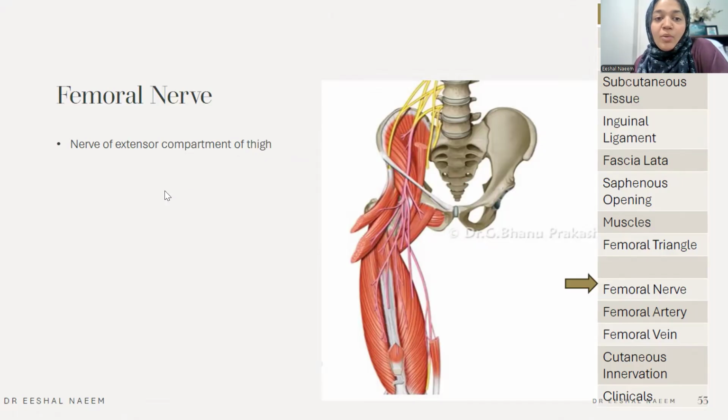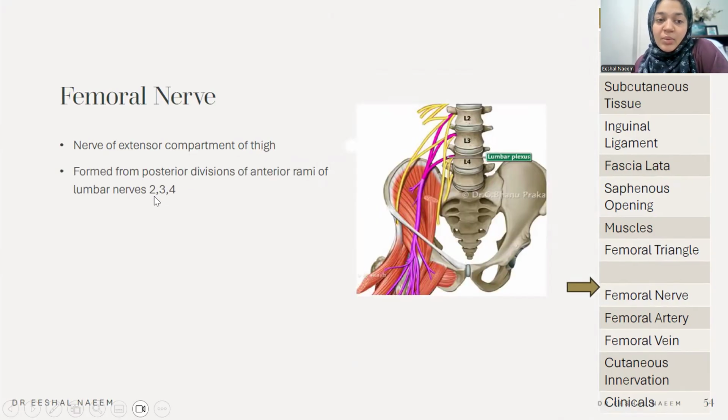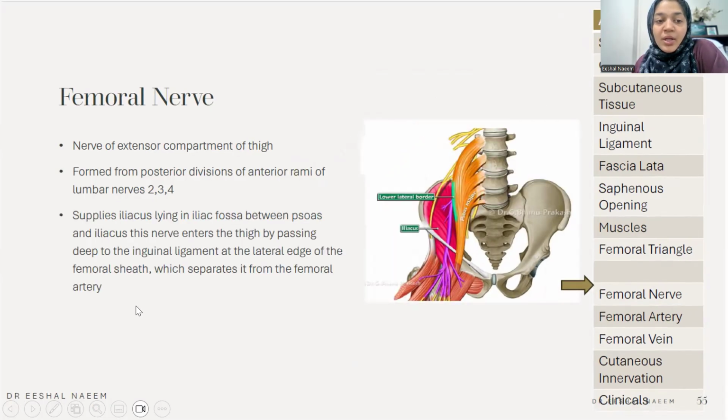Moving on, it's formed from posterior divisions of the anterior rami of lumbar nerves 2, 3, and 4. I told you there were three roots that were giving origin to the femoral nerve. It supplies the iliacus first, which is lying in the iliac fossa between the psoas major and iliacus. This nerve enters the thigh by passing deep to the inguinal ligament at the lateral edge of the femoral sheath, which separates it from the femoral artery. This is literally the femoral canal we were talking about.